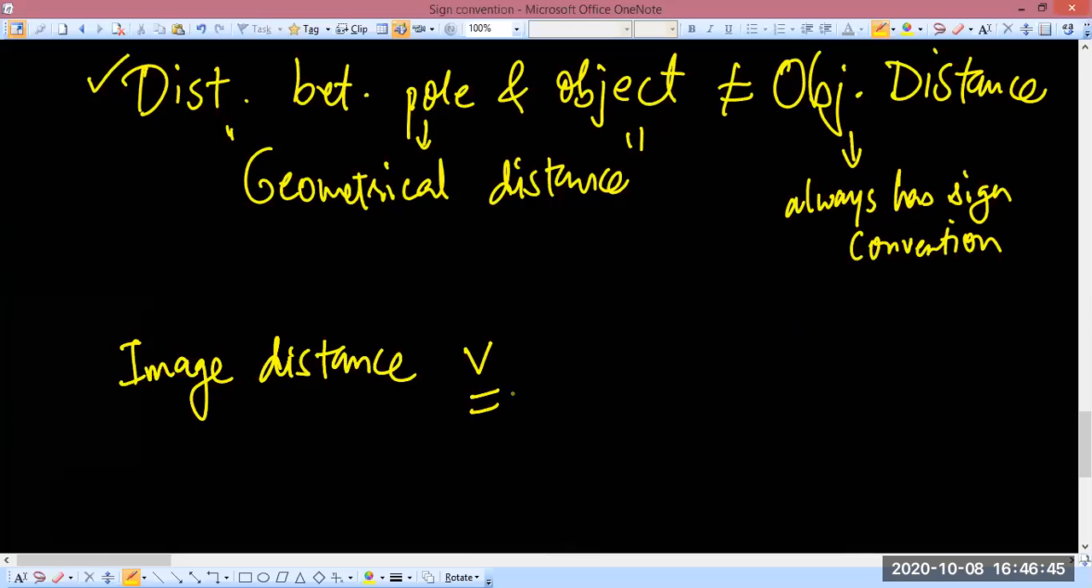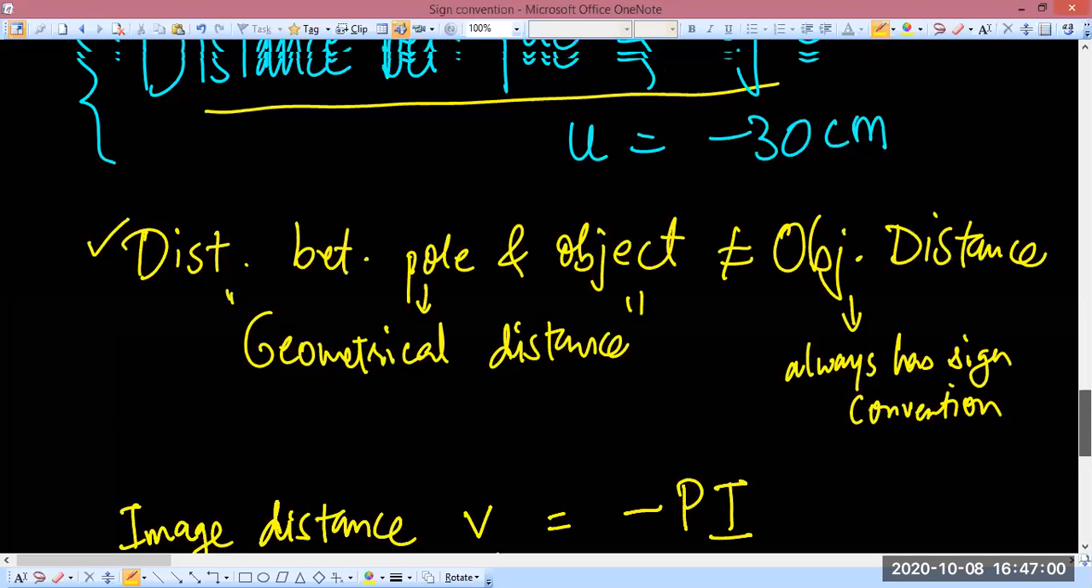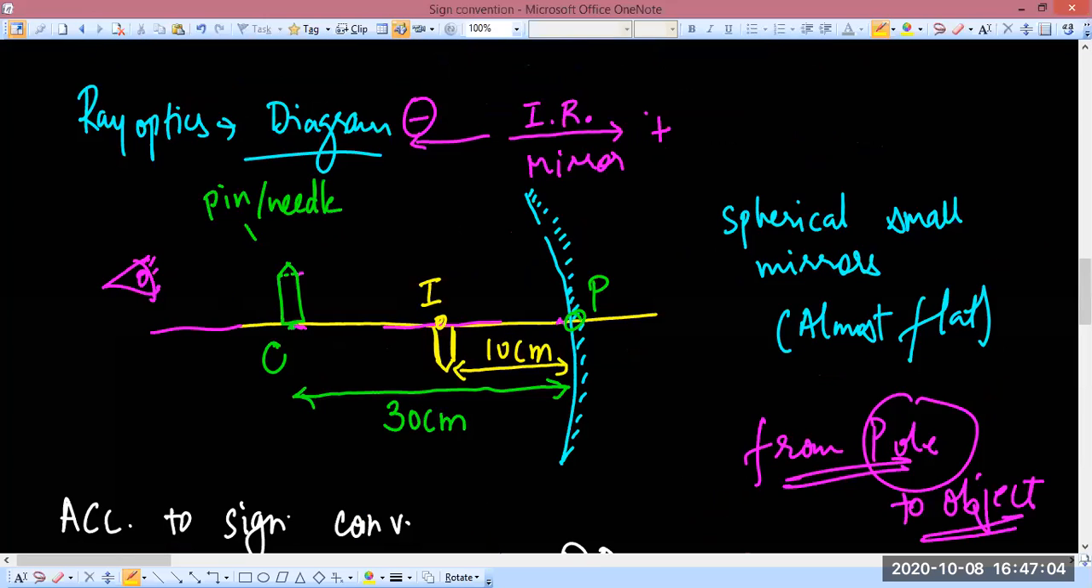Image distance, V. The symbol of image distance is V. U for object distance, V for image distance. So this is going to be equal to minus Pi. Is that clear? Why is it minus Pi? I'm saying that V is equal to minus Pi. Did you understand that?